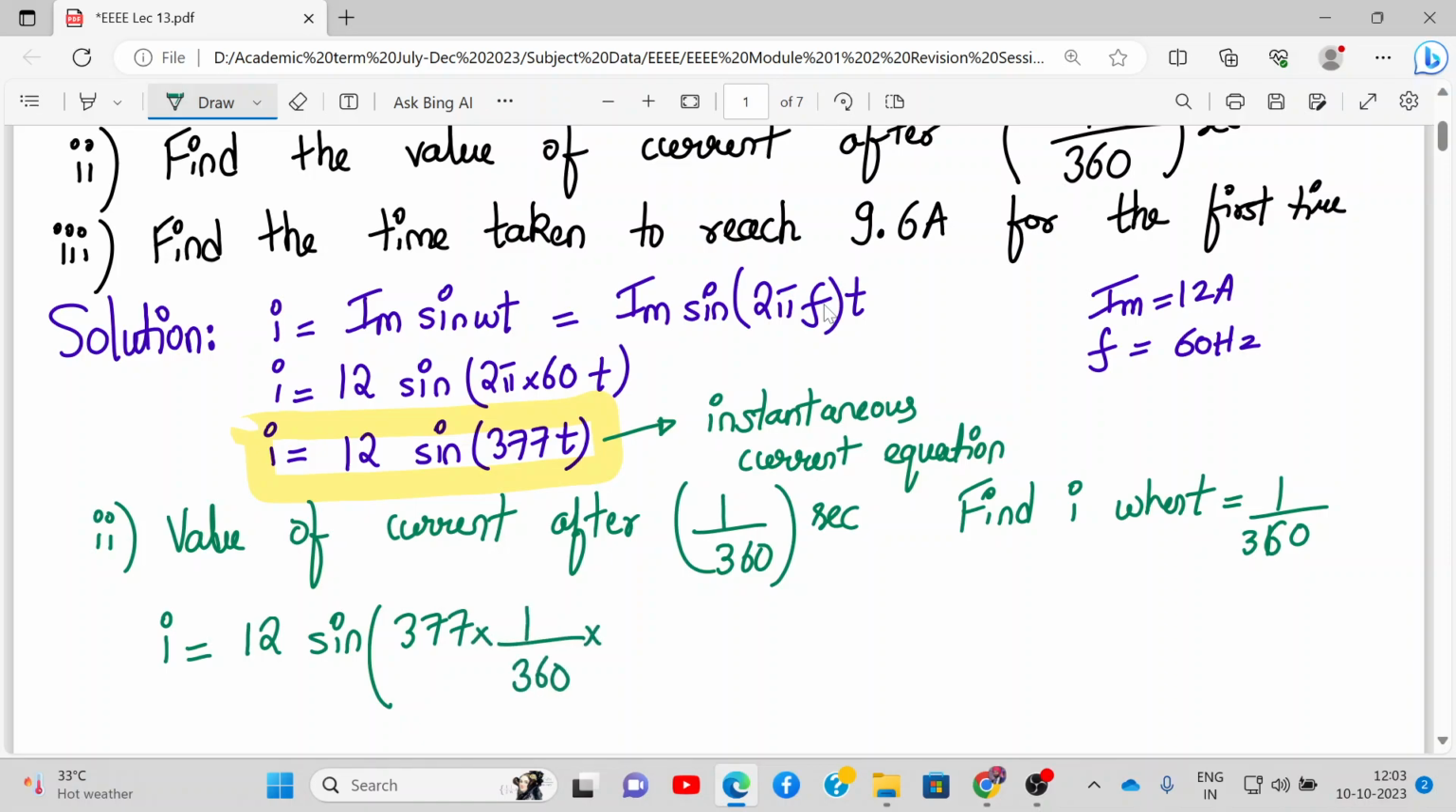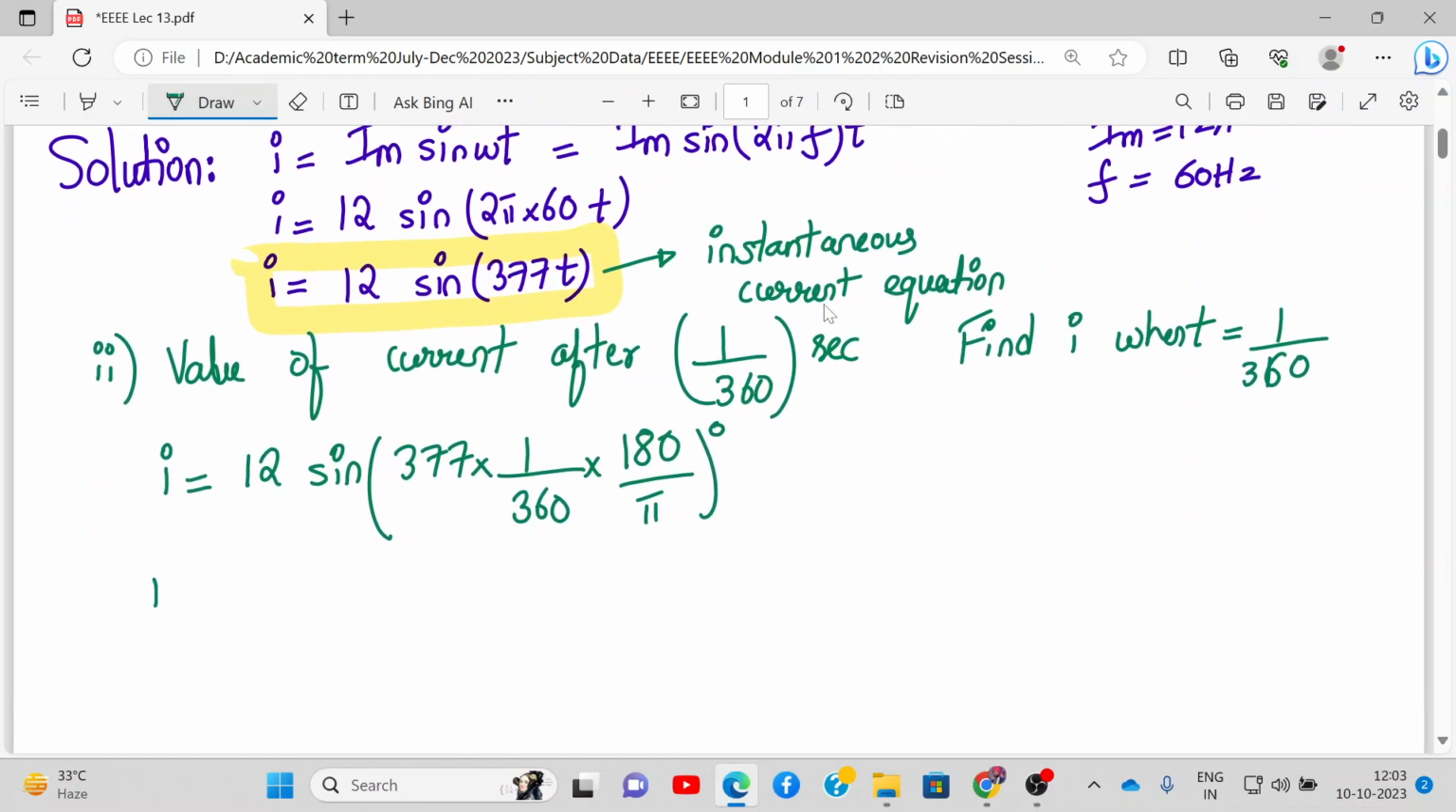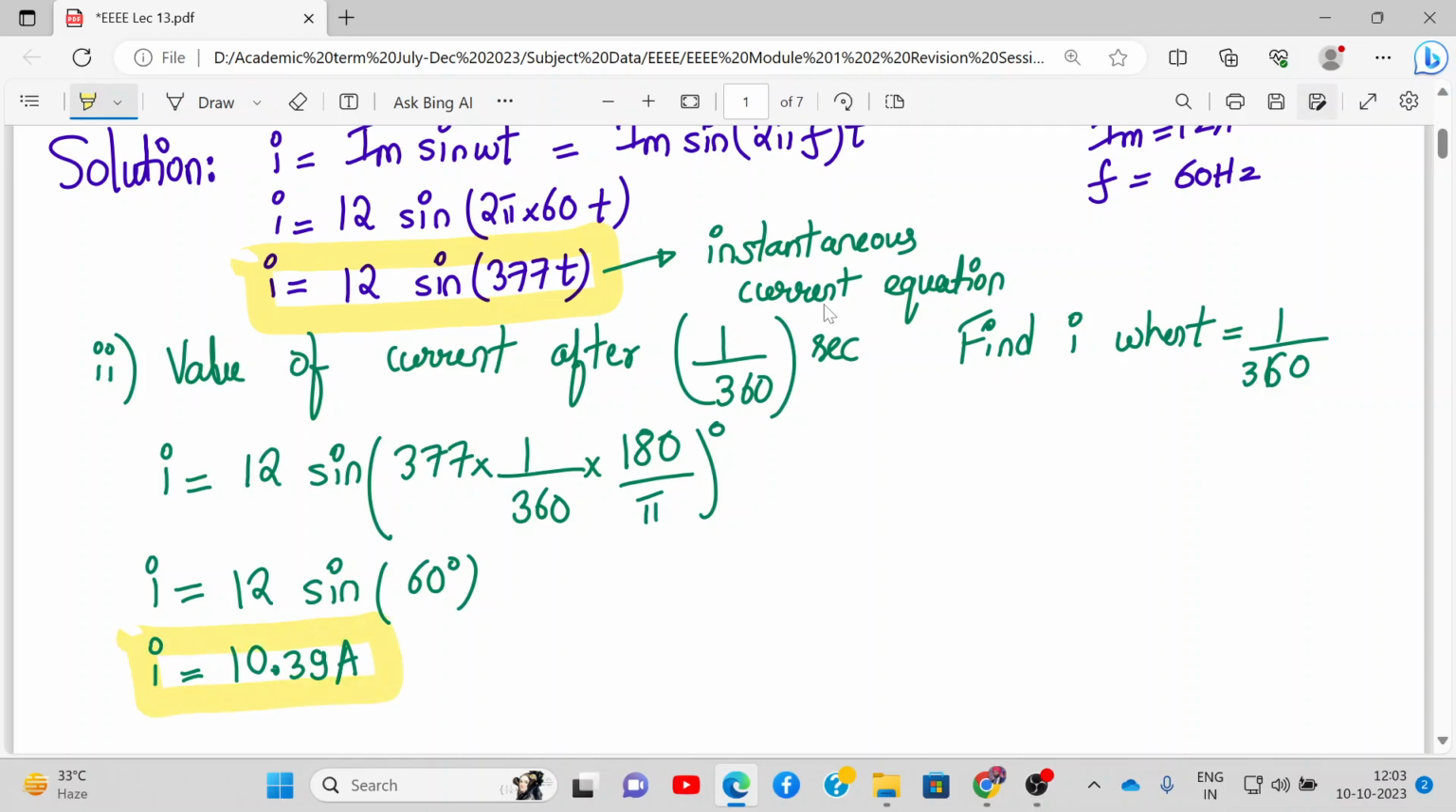Since it is in radians, we have to convert radians to degrees. So we have to multiply by 180 by pi. Now this becomes degrees. So i equals 12 sine, and if you calculate this, you will get around 60 degrees. So 12 sine of 60 degrees will give you the answer as 10.39 amperes. So this is the value of the current after 1 by 360 second.